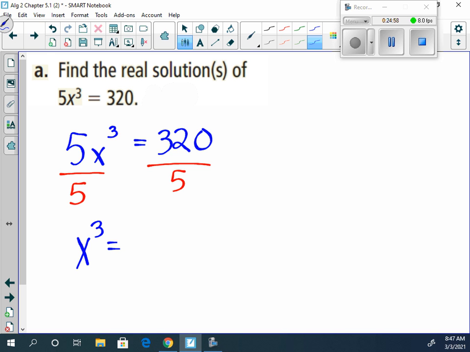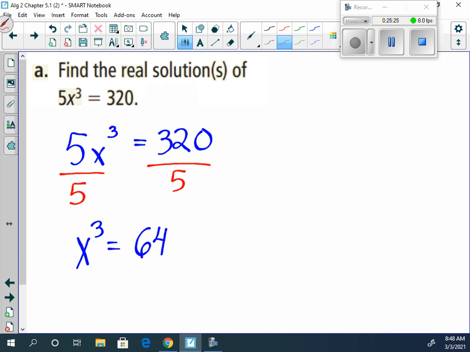X to the third is equal to 64. 5 goes into 32 6 times, which is 30, which gives us 2 and 0, which is 20, and it goes into it 4 times.